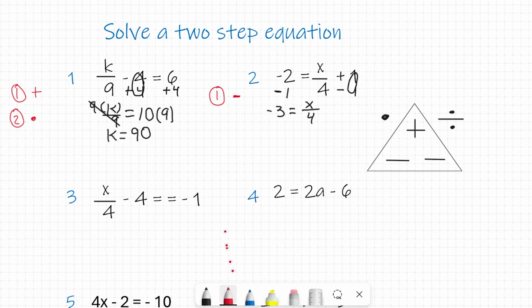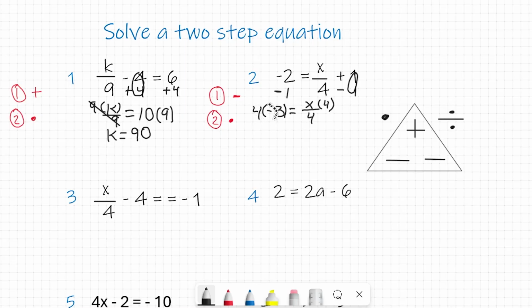Then the next step, that will be step number 2. In this case, 4 is dividing x. To get rid of this 4, we're gonna do the opposite of dividing, which is multiplying. So that means I'm gonna be multiplying by 4, and you do the same thing on the other side. Multiply by 4.